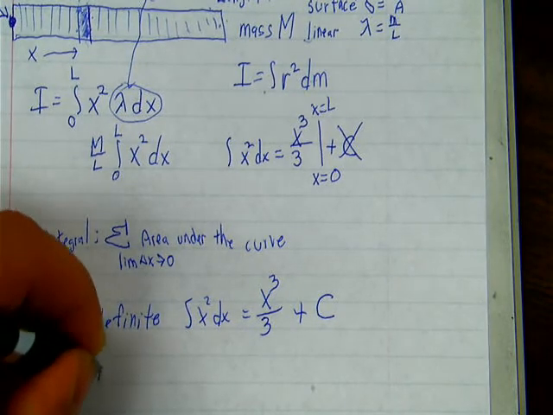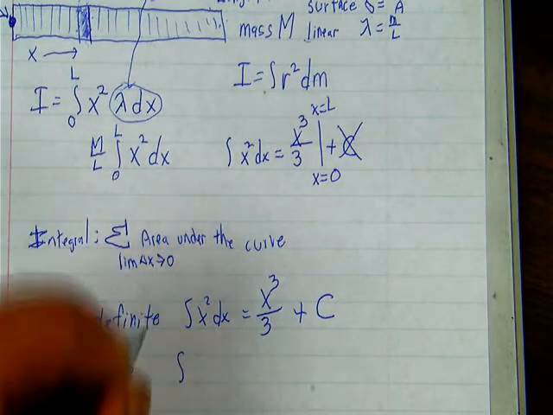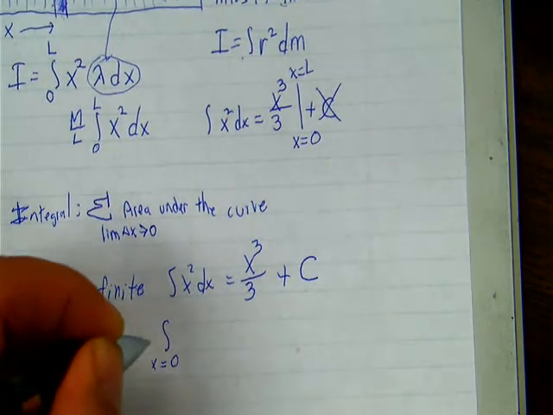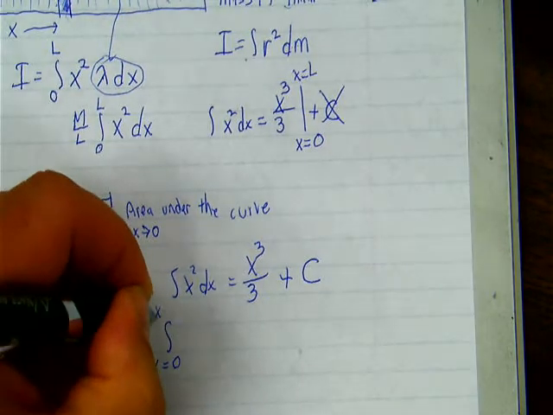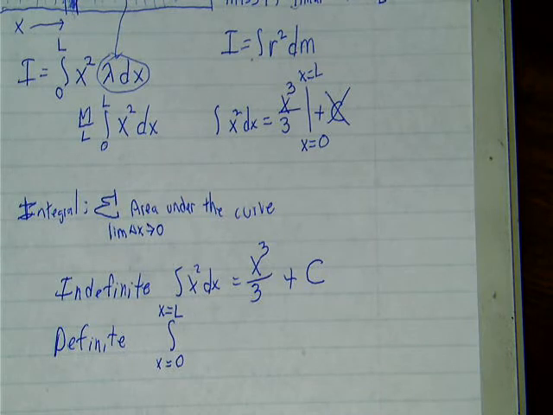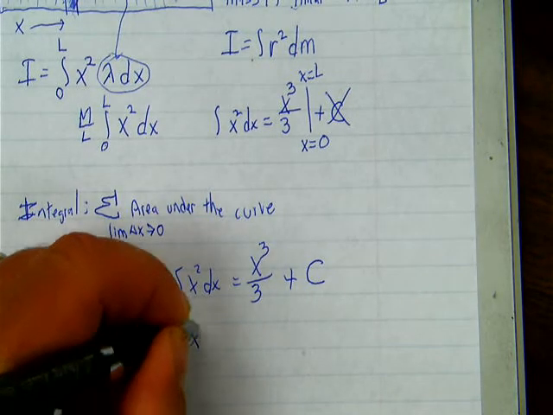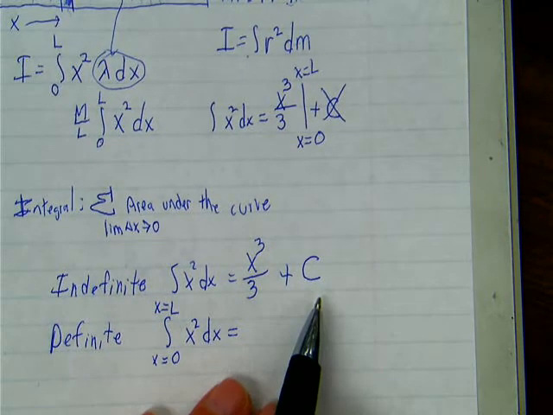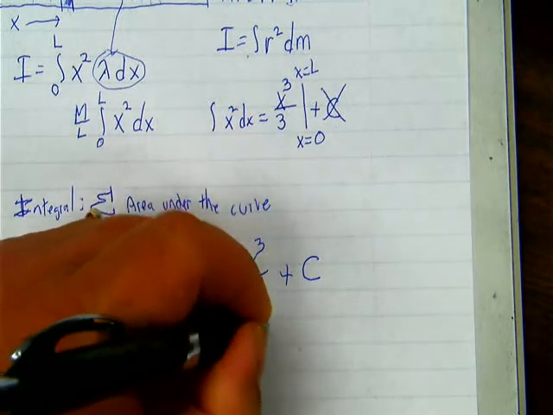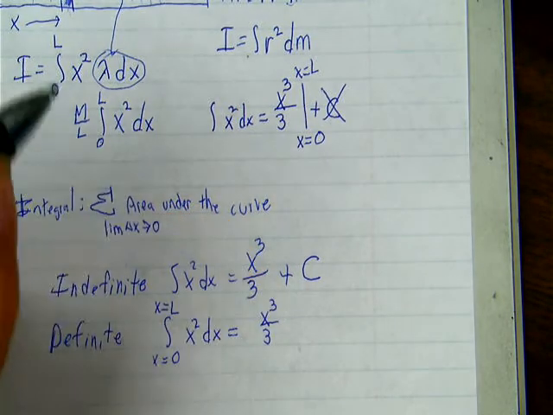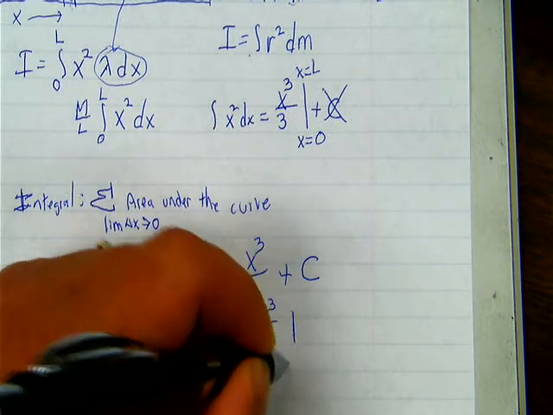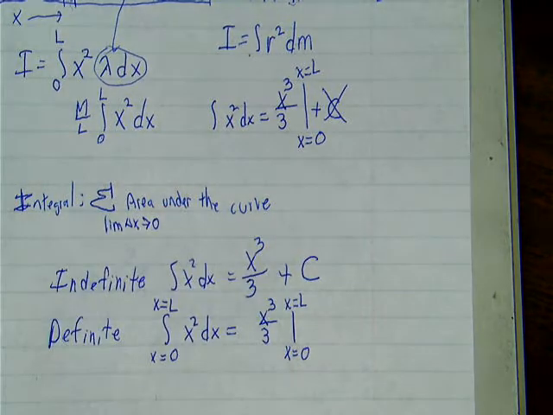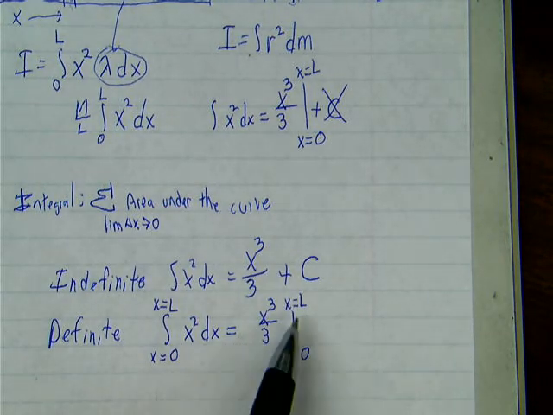A definite integral would be where we say, oh, the limit is, in this case, x starts off at 0 and it ends at x equals L, the length of the rod, of x squared dx. So in this situation, instead of a constant of integration, we still get x cubed over 3, but now we're going to evaluate it at x equals 0 and at x equals L and take the difference in these two results.